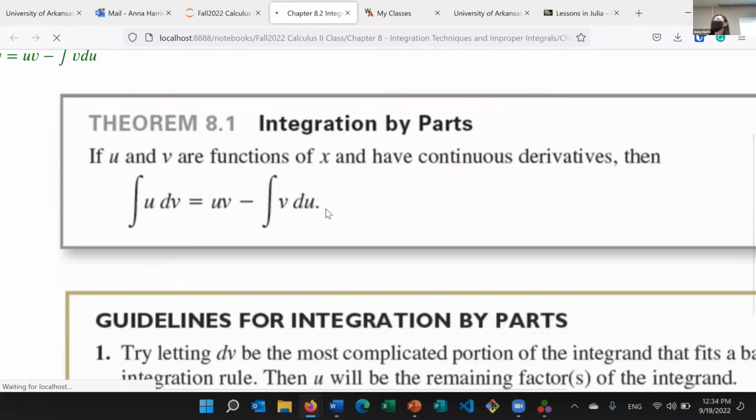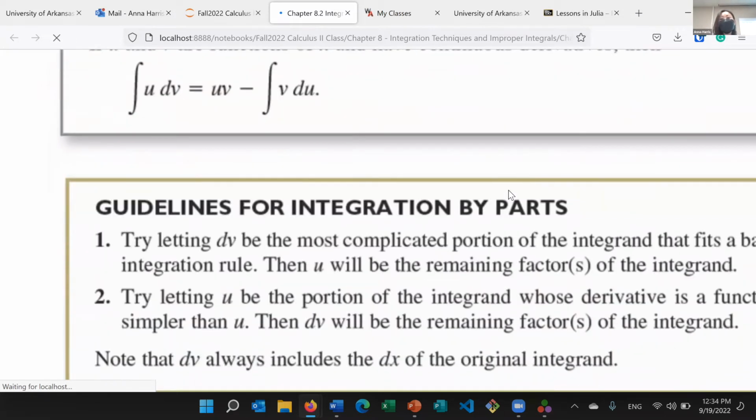Theorem, integration by parts. If u and v are functions of x and have continuous derivatives, then you can write the integral of u dv is equal to uv minus the integral of v du.